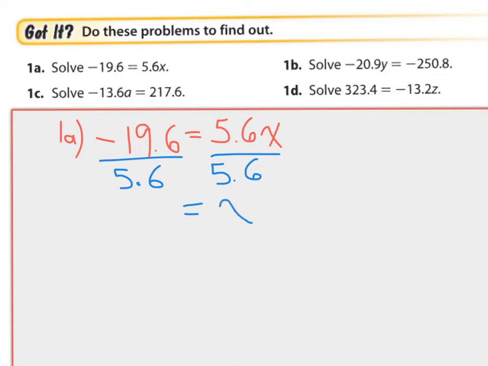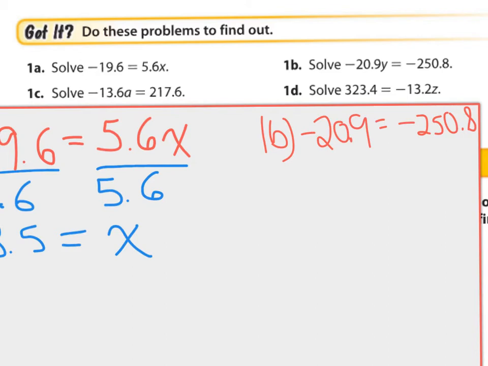Please use a calculator to facilitate, because I am not assessing whether you can divide or multiply. I'm assessing whether you are able to follow the proper steps, and apply the division property of equality and multiplication property of equality properly. So I have negative 19.6 divided by positive 5.6, which is going to give us a negative, because negative divided by positive is negative, and I get negative 3.5.